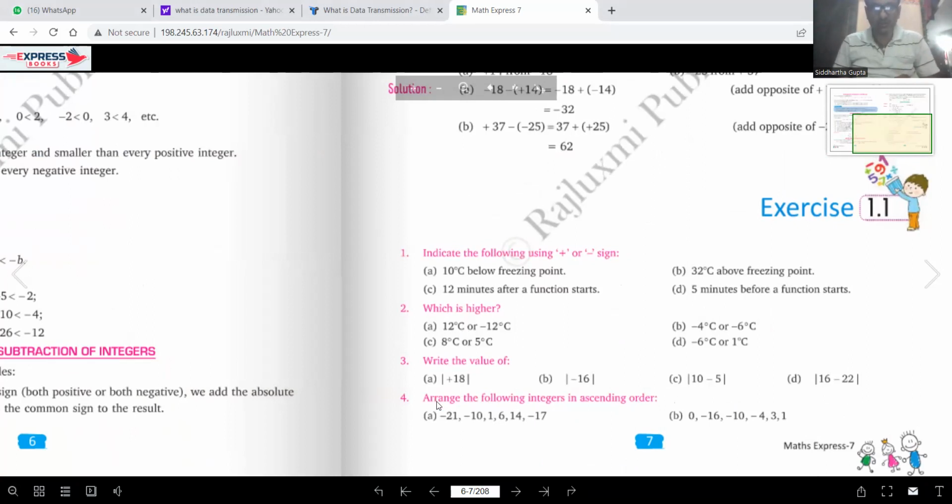So question number 4 is: arrange the following integers in ascending order. So you know that ascending order means you have to arrange the numbers first which is smaller, and place them in that order. So we have to place the numbers from smaller to bigger number. So this is called ascending order. Ascending order means placing the numbers from smaller to greater number.